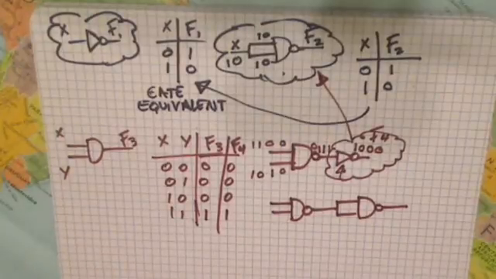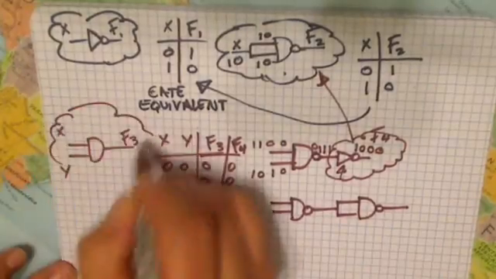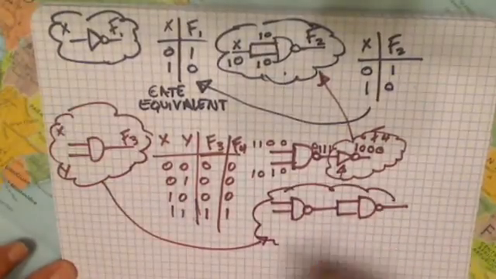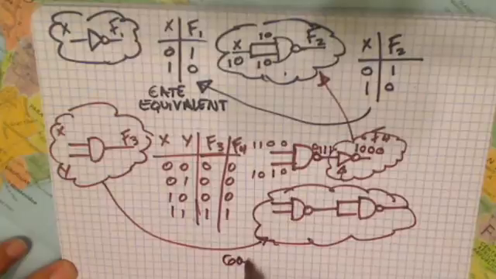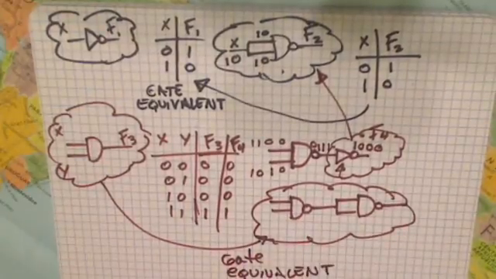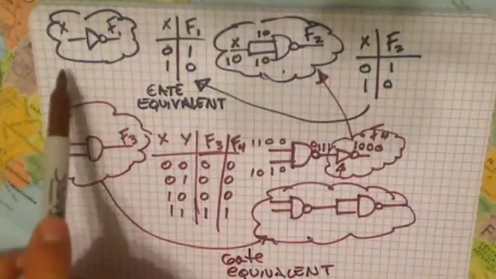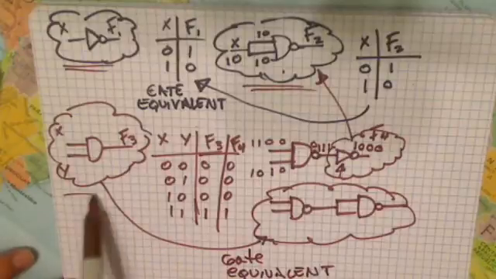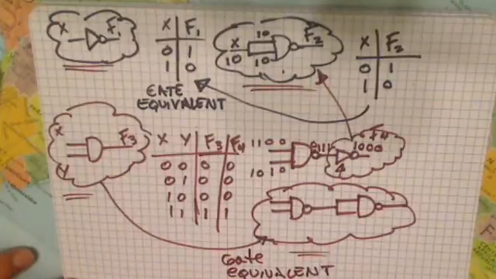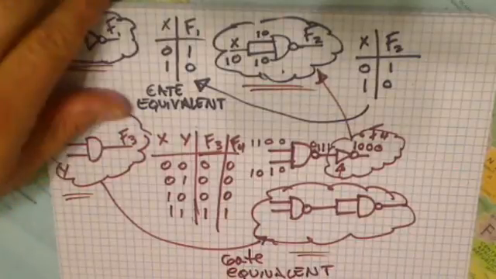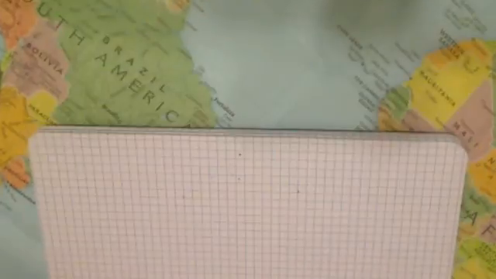So we say then that this and this are gate equivalent. So far we have replaced an inverter with its NAND gate equivalent, and we have replaced the AND gate with its NAND gate equivalent. The last one we have is the OR gate, which is a little bit more complex.